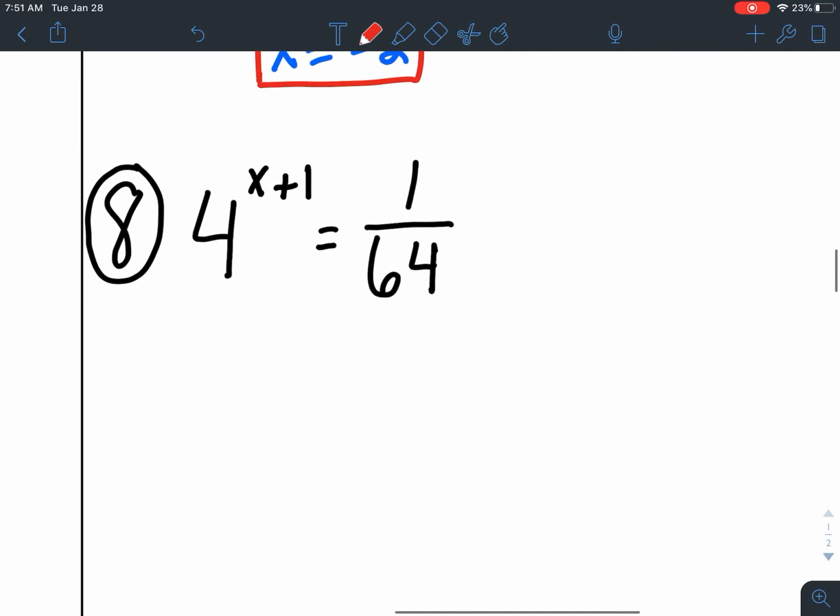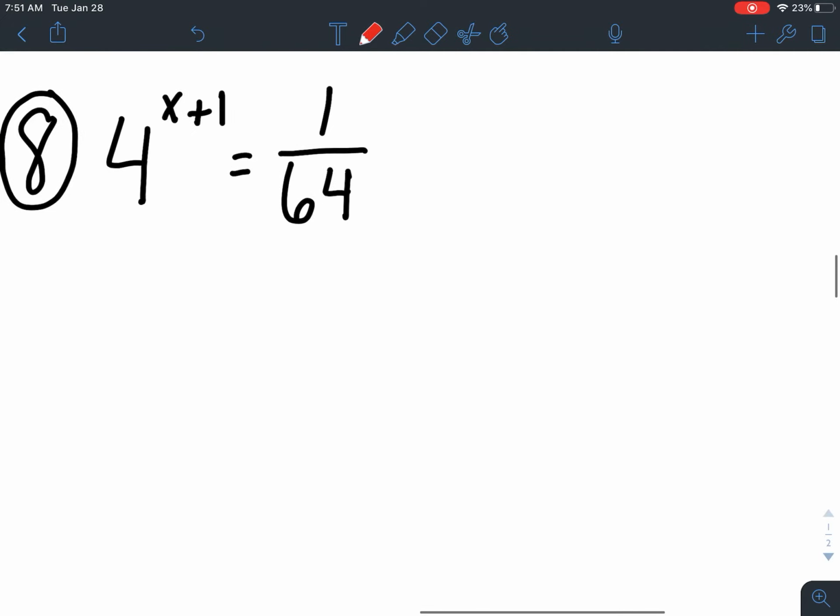All right, for the very last one, number 8, we've got 4 to the x plus 1 power equals 1 over 64 on the right side. So you've got a couple of different options on this one. You could actually do this problem leaving the left side as it is. I know in the past we have rewritten 4 as 2 squared, which is an option for you. But 64 is actually 4 to the third power. 4 times 4 is 16, times another 4 is 64.